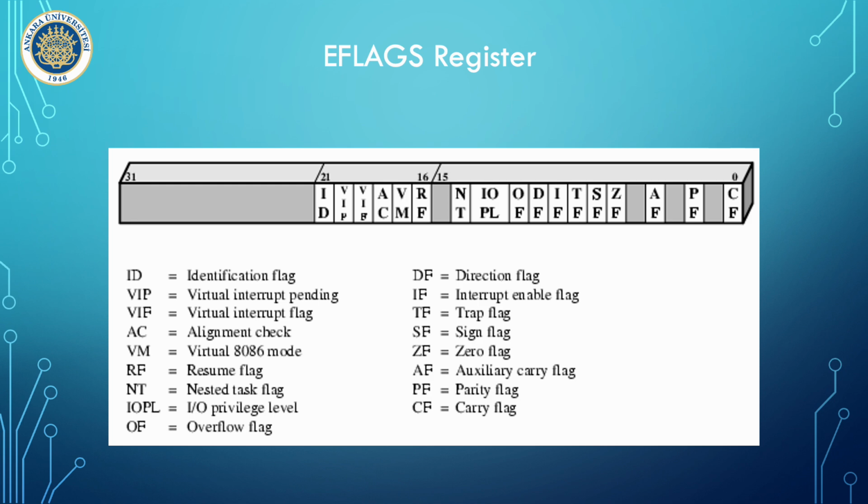The EFLAGS register in x86 holds many of the condition codes and control bits that influence how instructions behave. Condition flags such as zero, sign, carry, and overflow are set or cleared by arithmetic and logical operations and are used for conditional branches and other decisions.